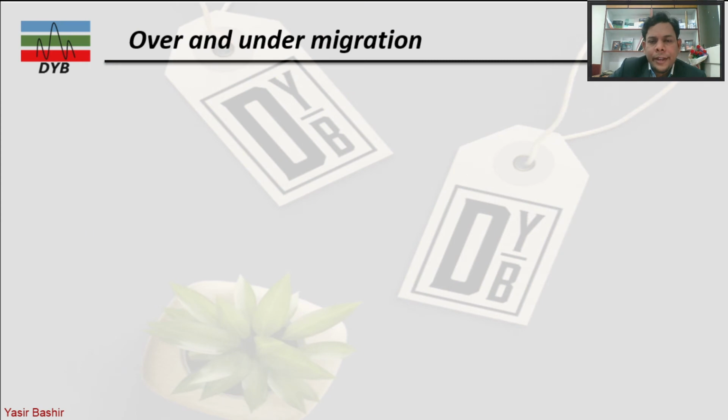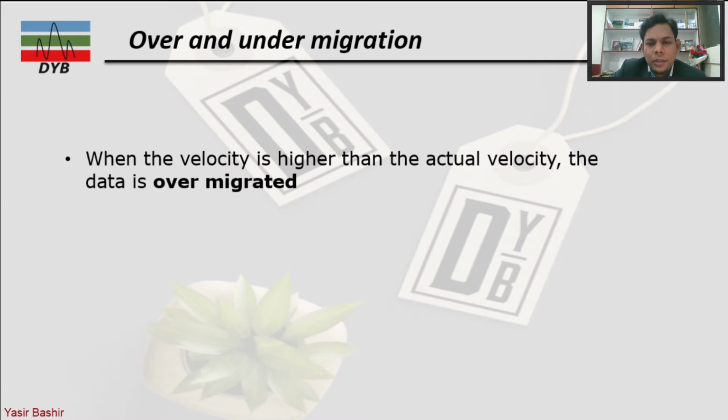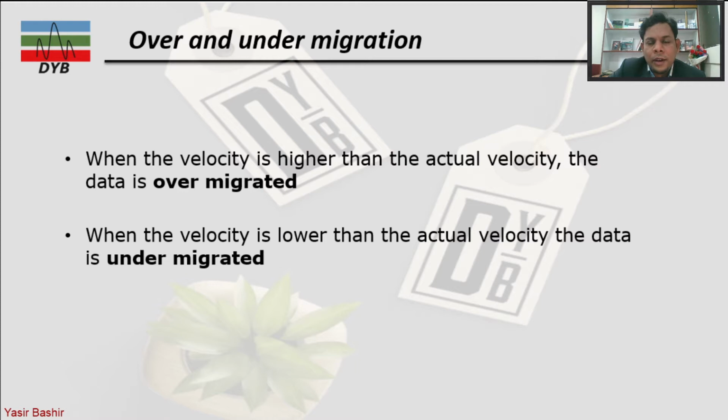So for over and under migration, if you look at the definition, when the velocity is higher than the actual velocity of the data, it is called over migration. The other way, under migration, is when the velocity is lower than the actual velocity of the data, called under-migrated data. I'm going to show examples to explain over and under migration.